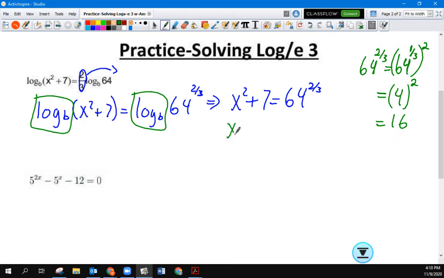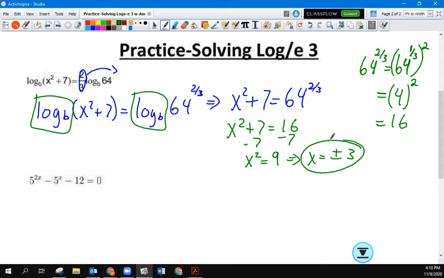So I can rewrite this as x squared plus 7 equals 16. Then you subtract 7 from both sides, and you get x squared equals 9, which means that x equals plus or minus 3. Now, normally we would have to check to see if both positive 3 and negative 3 work, but since this one doesn't have an x in it and this one is squared and that's positive, both of them are going to work, because you're not going to end up with a negative inside your logarithm.